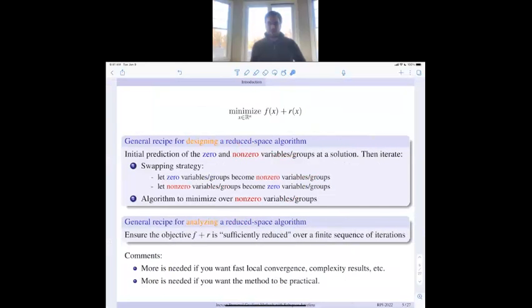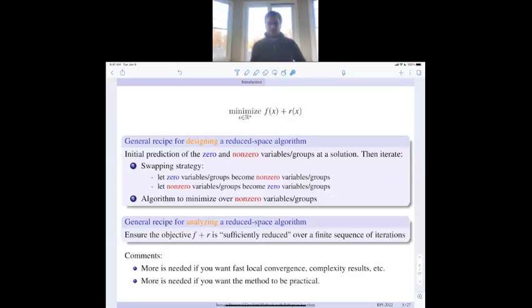All right, so in the title, and as I already discussed, we're going to look at algorithms that are sometimes called reduced space algorithms, and they use this idea of subspace acceleration that was in the title and that I just briefly mentioned earlier.